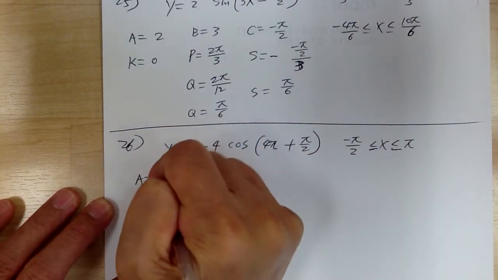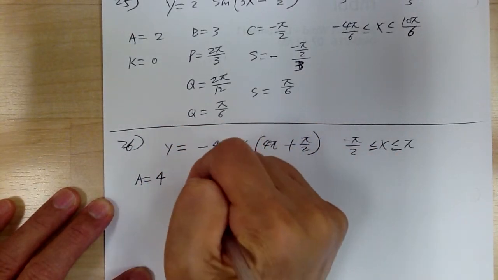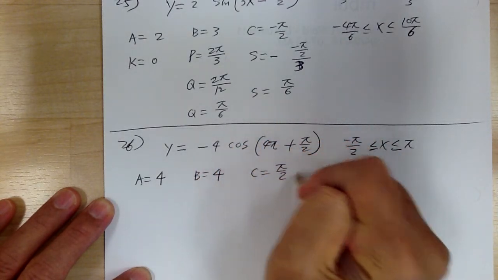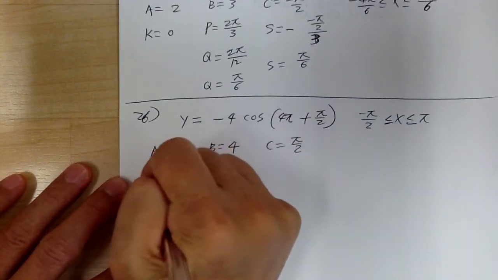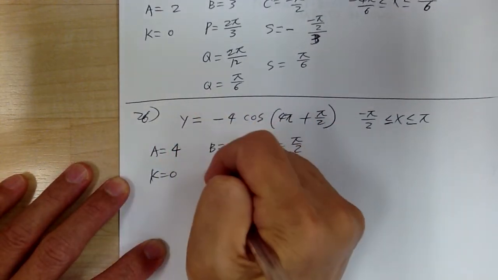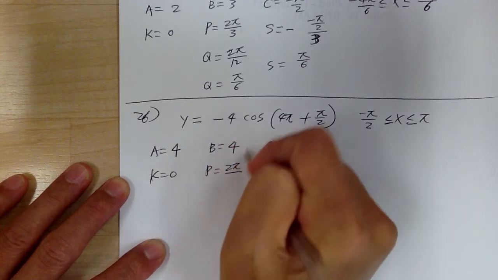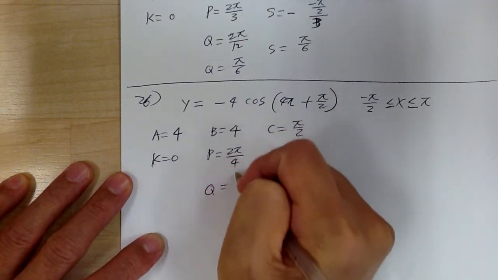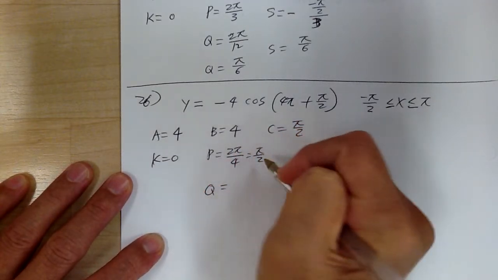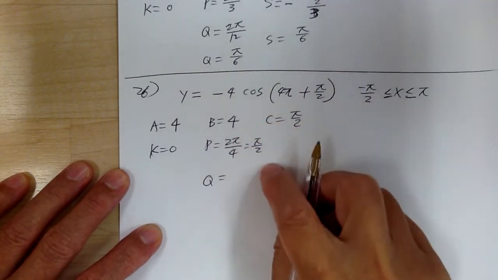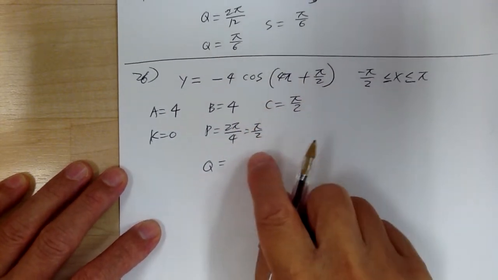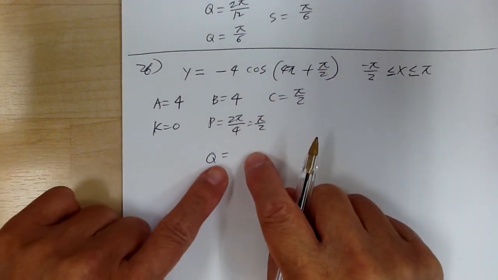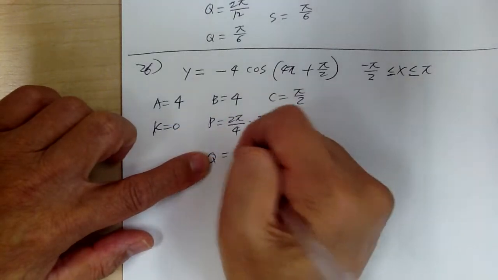So A equal to 4, B equal to 4, C equal to pi over 2, right? Again, that's your A, B, C. K equal to 0 because there's no k in front. Period equal to 2 pi over B. And Q, so this is equal to pi over 2. And after that, let's go ahead and do, okay, so that's going to be Q, so it'll be pi over 8.